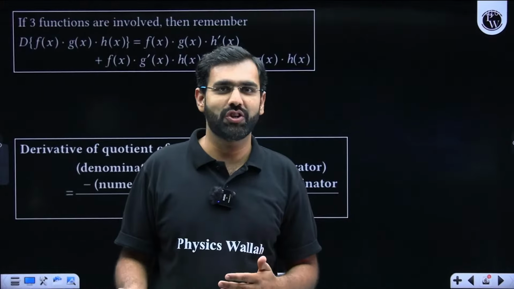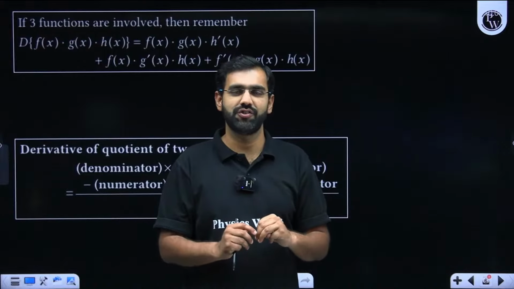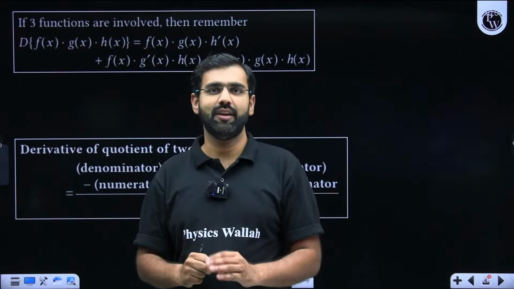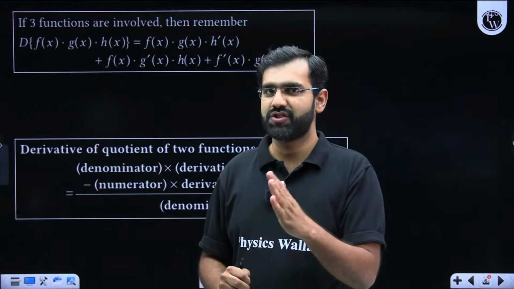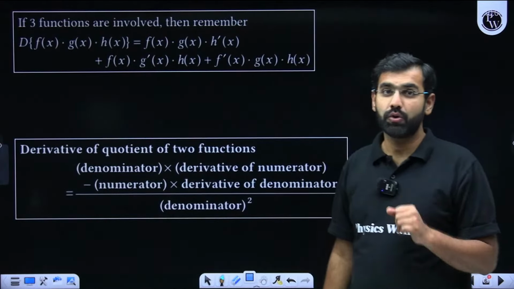Let's say four functions are there. The same logic applies. Derivative of the first function, keep the other three functions as they are. Plus derivative of the second function into the other three functions as they are, and so on. So that's how you apply the product rule. And what about the quotient rule, students?